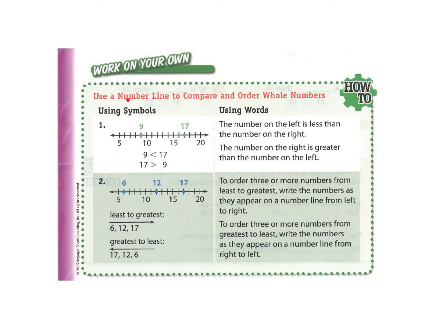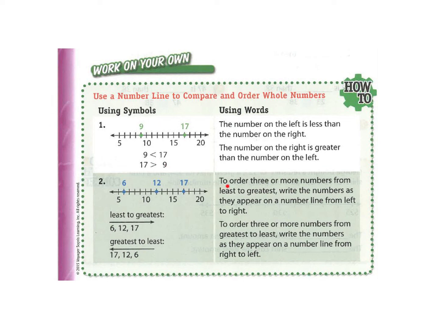This says use a number line to compare and order whole numbers. Using symbols, here's our number line. It says the number on the left is less than the number on the right. The number on the right, the 17, is greater than the number on the left. So then we'd read this. 9 is less than 17. 17 is greater than 9.